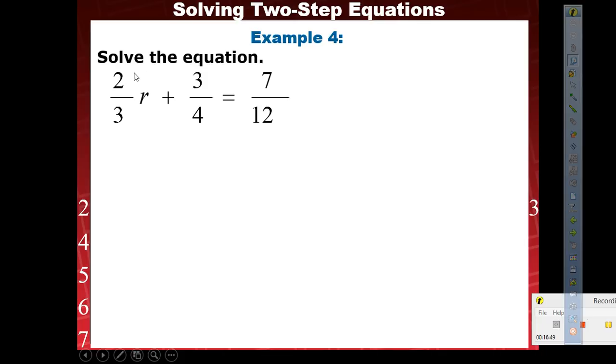Example 4. Solve the equation 2/3 r plus 3/4 equals 7/12. Copy that, and I'm going to go over this one.